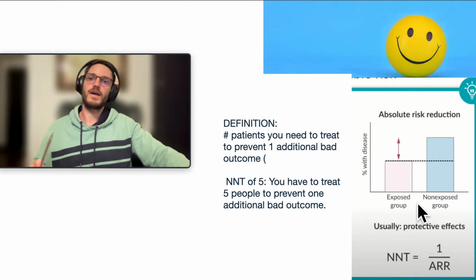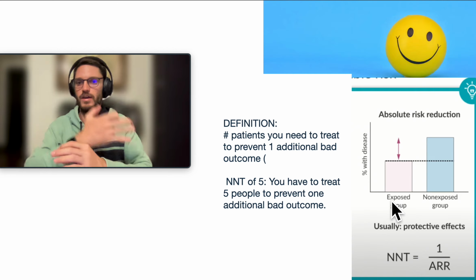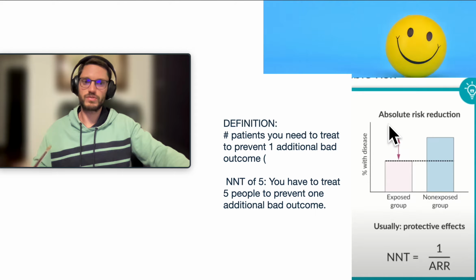What is NNT, or number needed to treat? It's the exact inverse of the NNH. So in this case, the number needed to treat is based off the absolute risk reduction, meaning that you have a protective factor, which usually is a positive intervention. So this is the treatment group, and this right here would be the placebo group. And that's why you have the smiley face right here.